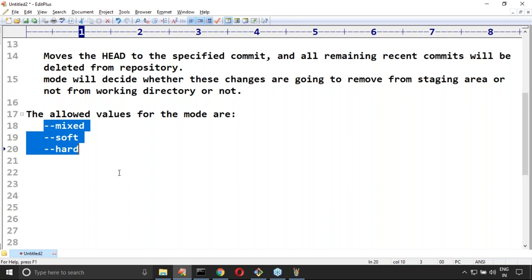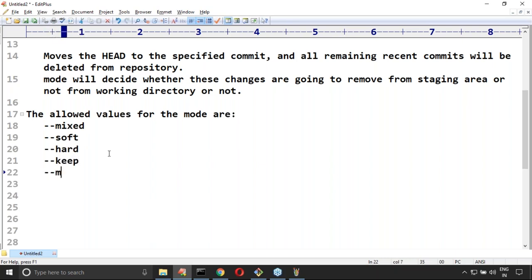What is the difference between these? Compulsorily you people should be aware of these three, the most commonly used modes. In addition to that, there are hyphen keep and hyphen merge, but as of now we are not required to worry. You can ignore these; maybe in the future, if required, I will explain. But these three modes you should compulsorily be aware of.